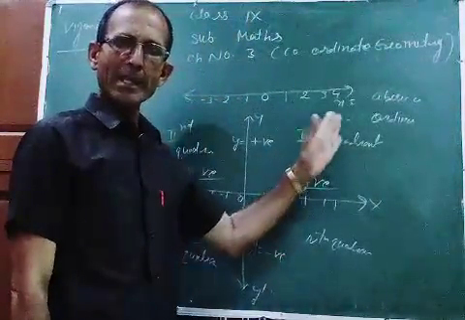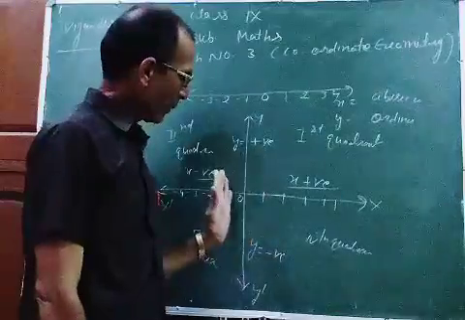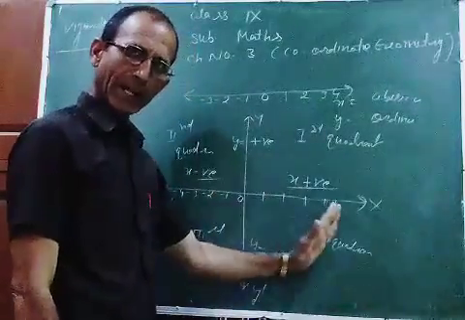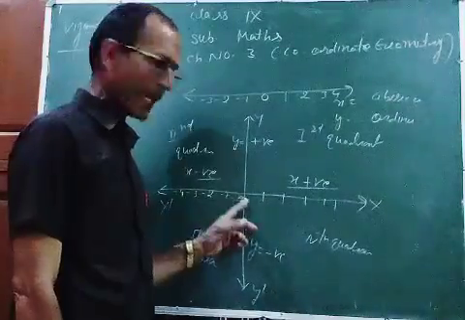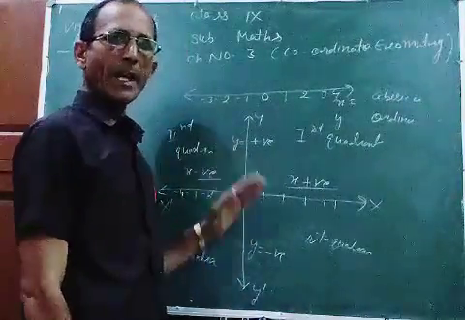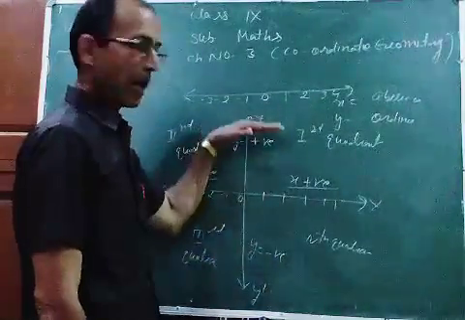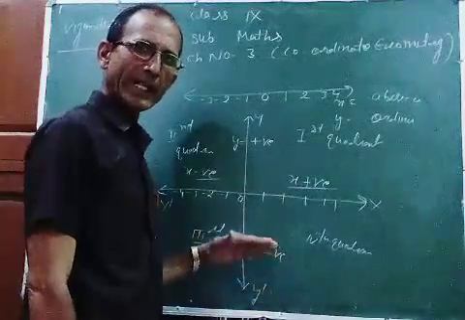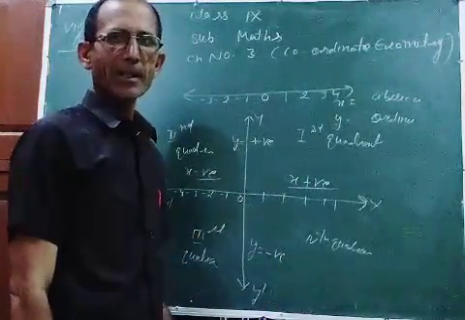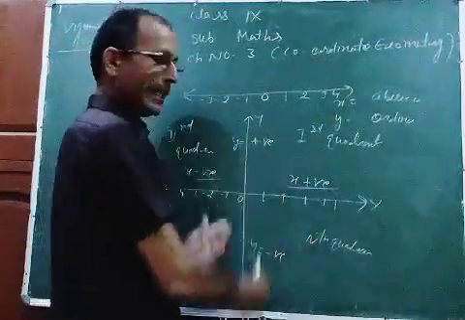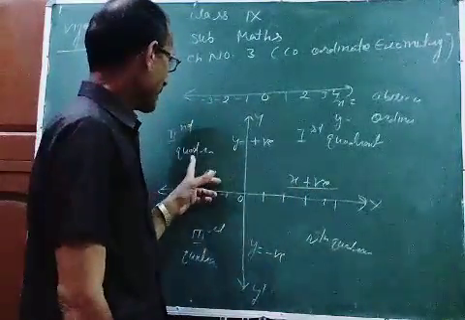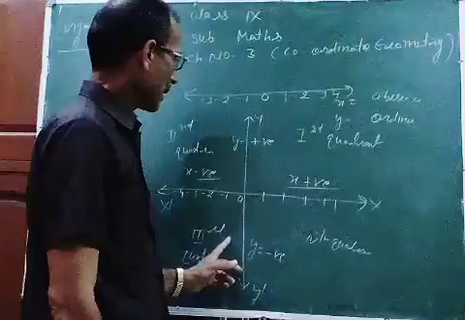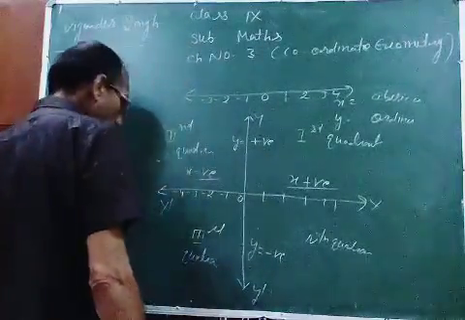So abscissa means the values of x. If the value of x is positive, take the right side, and if the value of x is negative, then take the left side. If the value of y is positive, then take upward, and if the value of y is negative, take downwards. Understood? And these axes are dividing a plane into 4 quadrants. This is the first quadrant, this is second, third, and this is fourth.